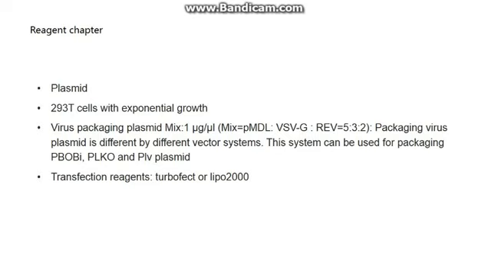Virus packaging plasmid mix: 1 microgram per microliter mix, PMDL, VSVG, Rev equals 5:3:2. The packaging virus plasmid differs with different vector systems. This system can be used for packaging BOBI, PILCO and PLV plasmids. Transfection reagents: Turbofectin, Lipo 2000.